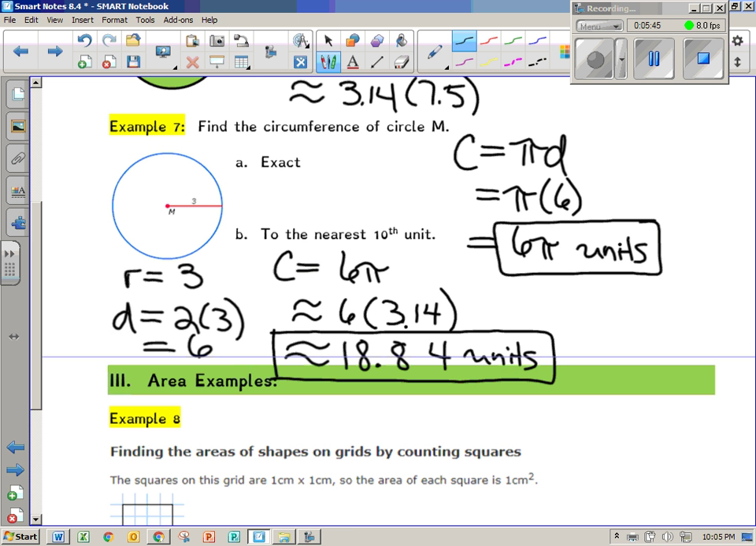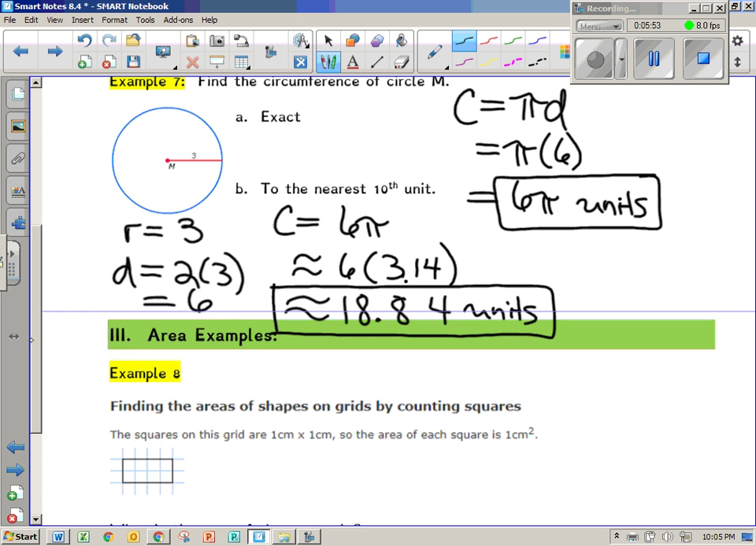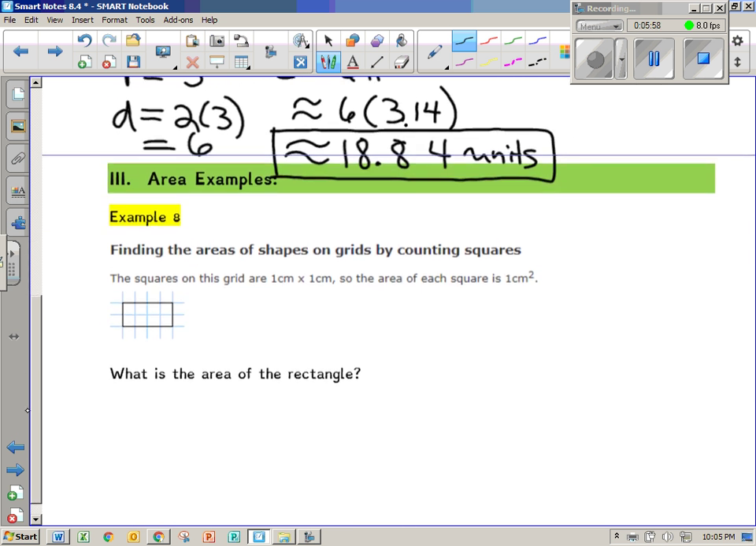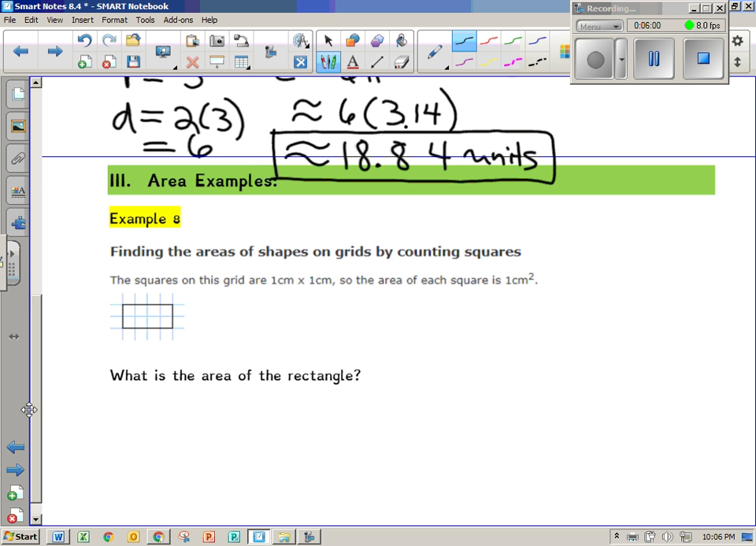So the only thing that can make circumference challenging for you is not knowing the formula. Pi times diameter. Pi diameter. That's it. So if you want to stop here and take on the circumference portion of your homework, that would be a good idea. And then I'll pick back up with this video and we'll talk about area.